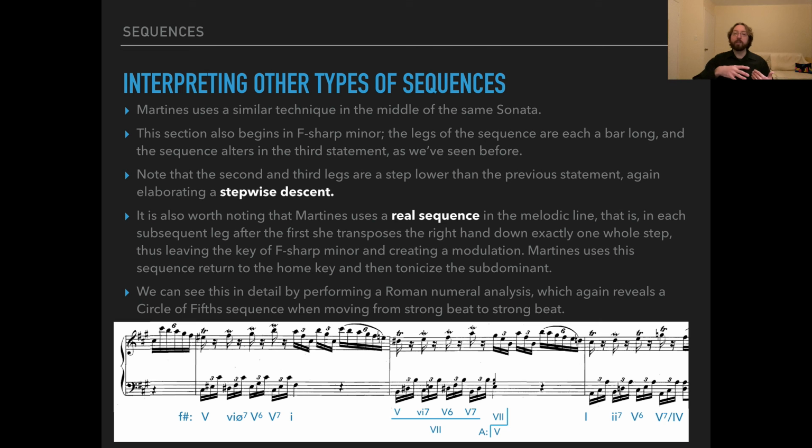Again, even though this is a complex sequence we're modulating, there's a real sequence in the melody. We have multiple chords in each leg. We see that Martinez is building up from some of the basic building blocks of what makes a sequence, elaborating a stepwise descent, and even basing it on one of the most common types of sequences, the circle of fifth sequence.